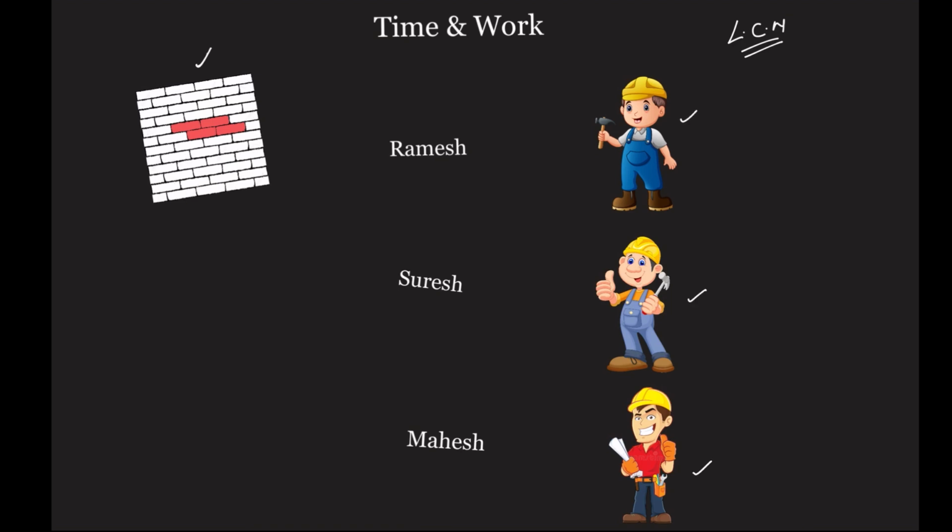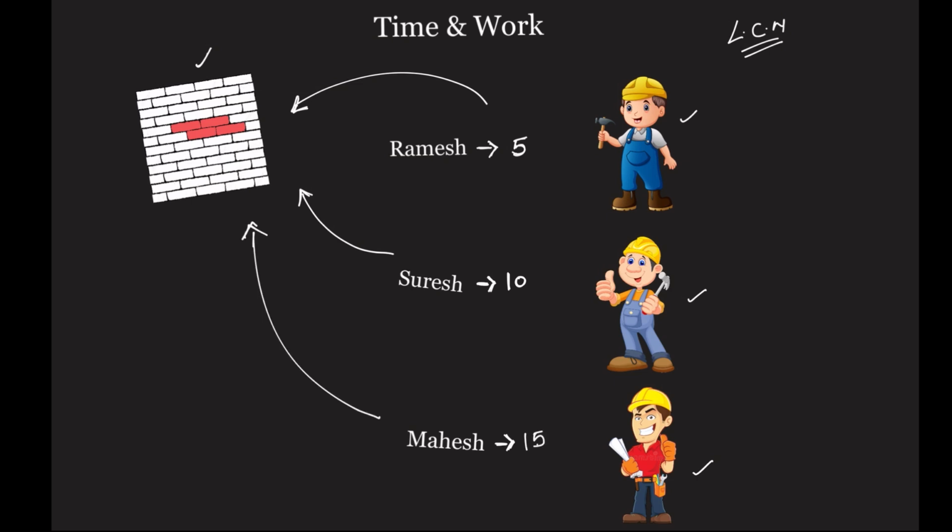And what is given to me? Ramesh working alone can build this wall in 5 days, which means if he is working alone without the help of anyone else, he can put in the bricks and make this wall in 5 days. Similarly, Suresh working alone, without the help of anyone else, can make this wall in 10 days. This is also given to me. And Mahesh working alone, again without the help of anyone, can make this wall in 15 days.